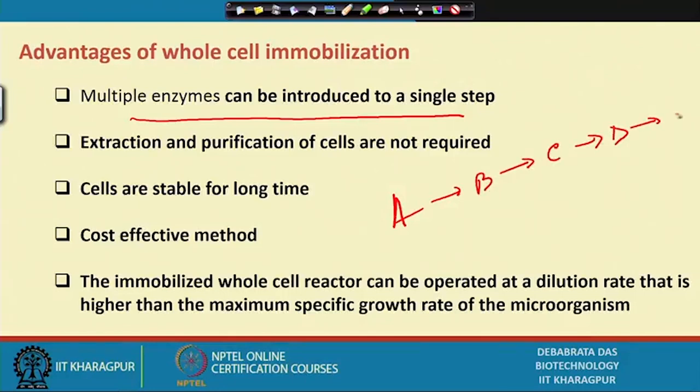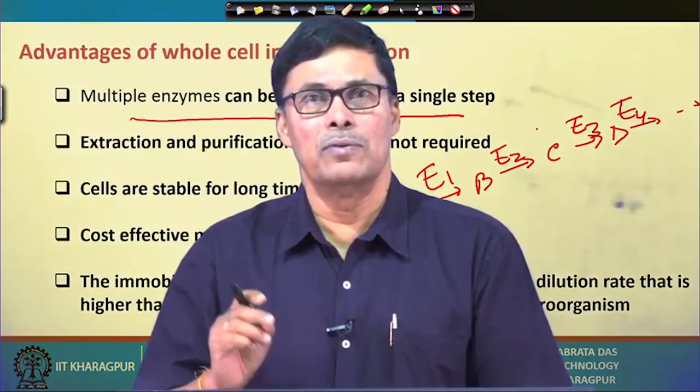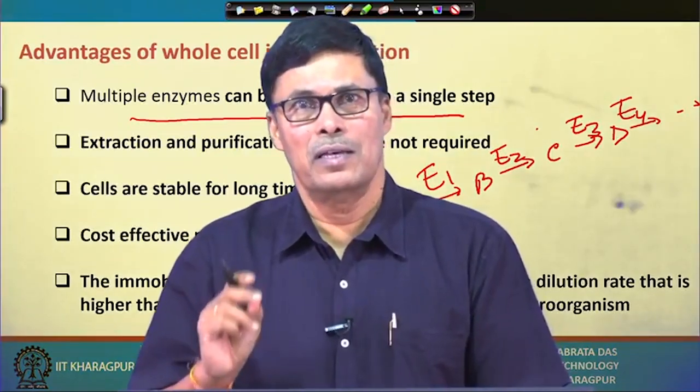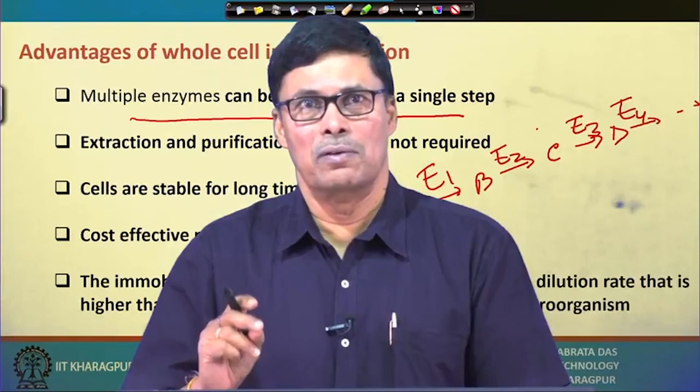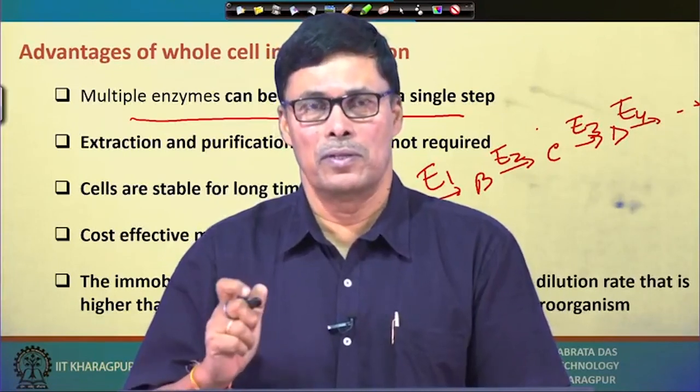Like this, there are n number of processes, and at every step you require enzymes. So this is what we consider a multi-enzyme system. A multi-enzyme system we can introduce as a single step. That is the major advantage of this particular whole cell immobilization system.